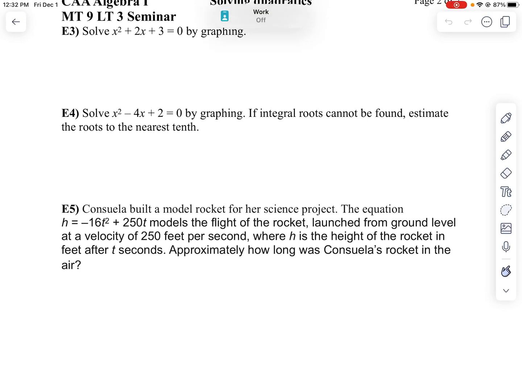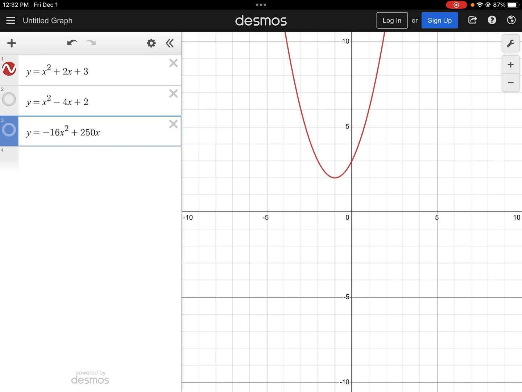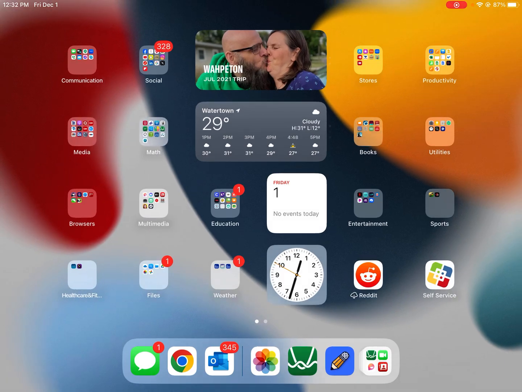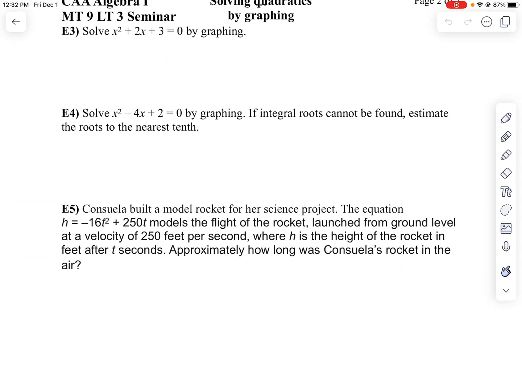Taking a look at page 2 of your seminar, we're going to graph x squared plus 2x plus 3. So if we graph that, there is our related equation, y equals x squared plus 2x plus 3. Notice it doesn't cross the x-axis, so there's no solution. And I probably should have written down my work here. So we graph y equals x squared plus 2x plus 3, and there's no solution because it doesn't cross the x-axis.